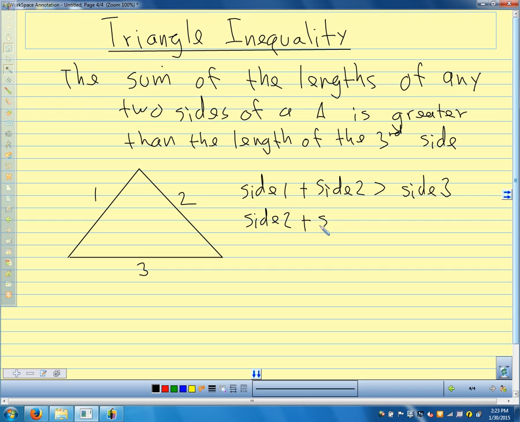Side 2 plus side 3 has to be greater than side 1. And side 1 plus side 3 has to be greater than side 2. So if I add up the lengths of any two of the sides, it has to be bigger than the third side.